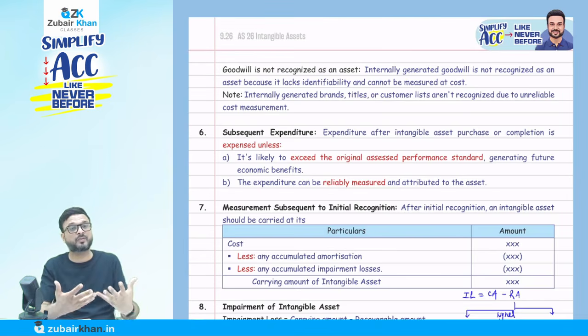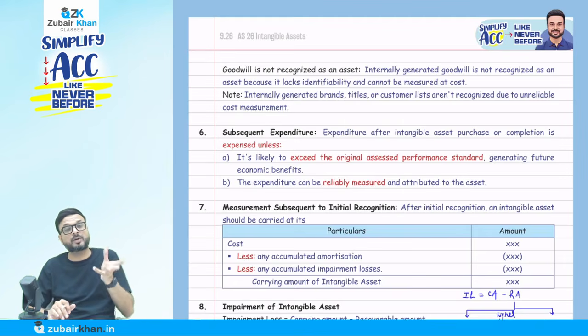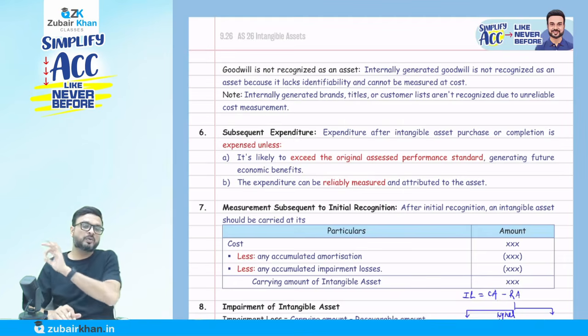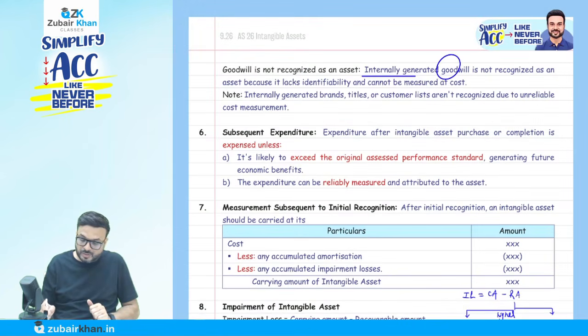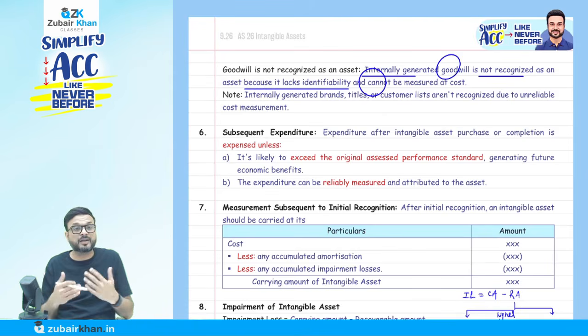If you're paying something for goodwill, that's a different thing, and then you can recognize it. But goodwill that you estimate on the basis of some method is not allowed to be recognized in the books of account. They say internally generated goodwill is not recognized as an asset because it lacks identifiability and cannot be measured at cost.